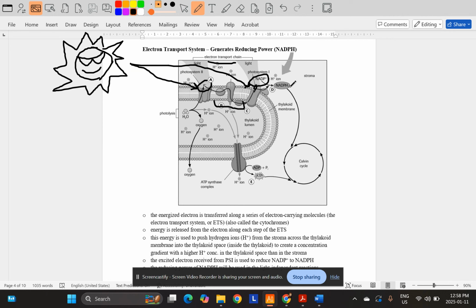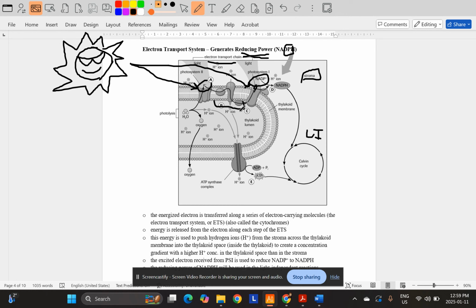So here we call this reducing power because it's gained a high energy electron, this NADPH. Remember, the P is for this is happening in photosynthesis. Now this little NADPH goes off to the stroma and is going to be used in the light independent reactions, aka Calvin cycle. So we talked about replacing electrons. Water splits, it replaces the electron that was lost from photosystem 2. The electron from photosystem 2 replaces the electron in photosystem 1.